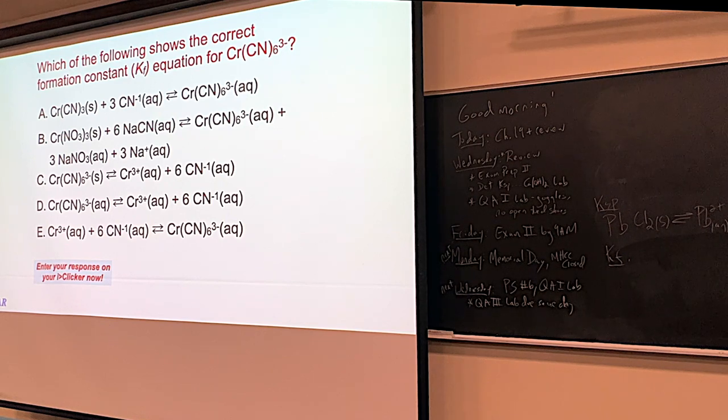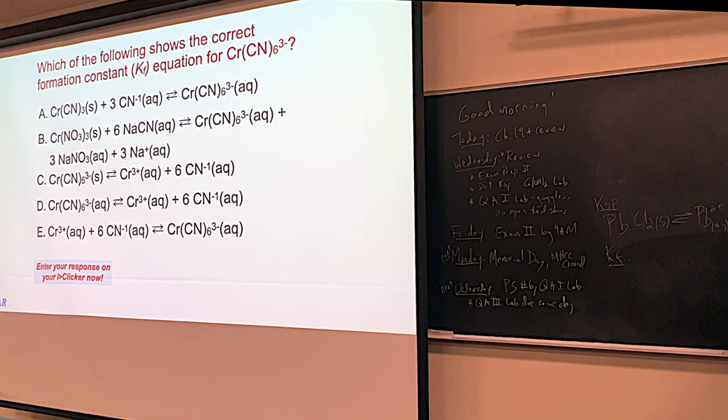On the last problem, we had a KSP for lead-2 chloride. And when people say KSP for lead-2 chloride, that automatically tells the chemist that the lead-2 chloride as a solid will be the reactant, and the ions that go into it will be the product. So in this case, lead-2 plus and 2 chlorides. KFs, though, for like this one right here, are a little bit different. The complex ion part, which is the Cr(CN)6 minus 3 thing, that's going to be the product.